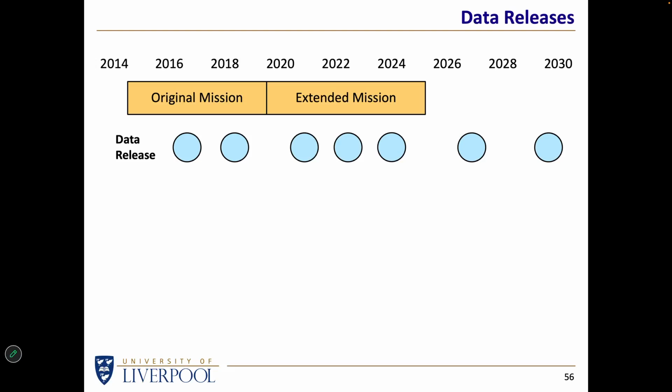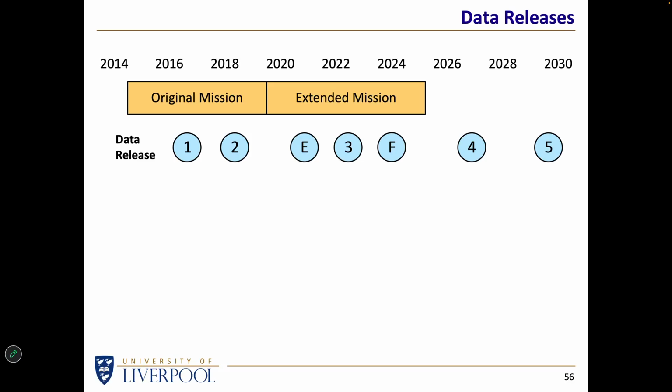Data releases, there are planned 7 data releases, numbered. You think they might call them 1, 2, 3, 4, 5, 6, 7. No. 1, 2, E, 3, F, 4, 5 are the data releases.